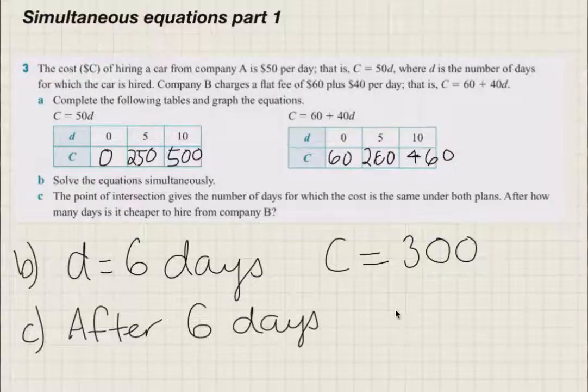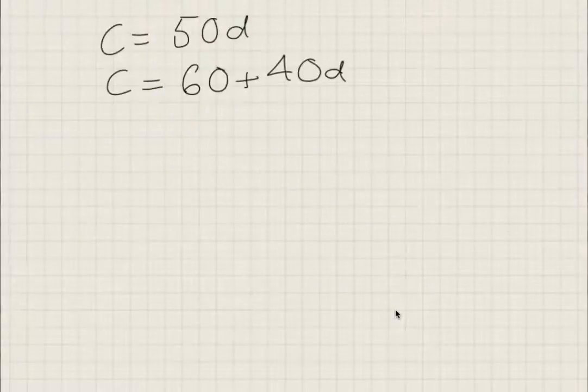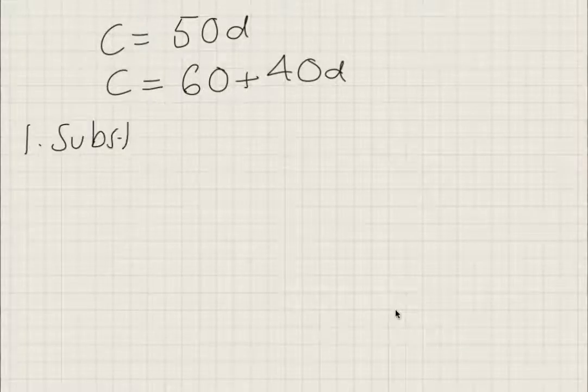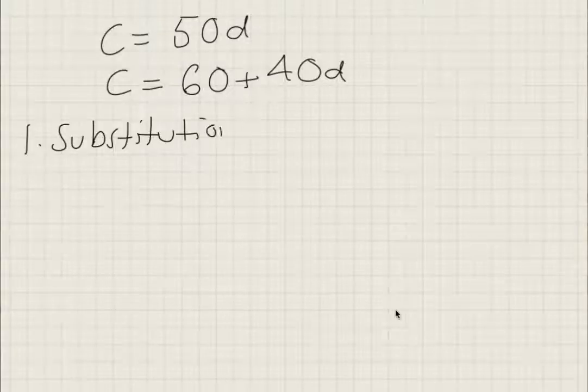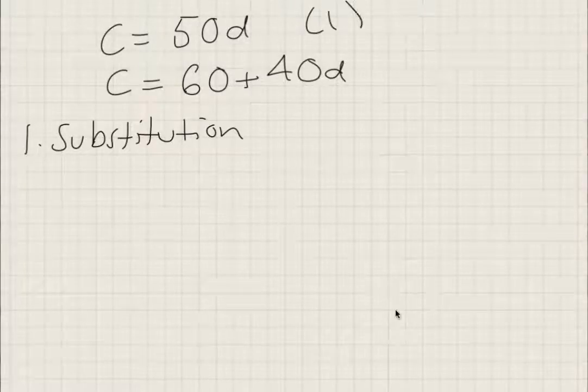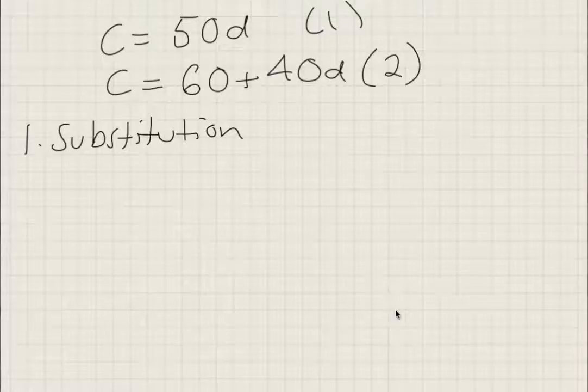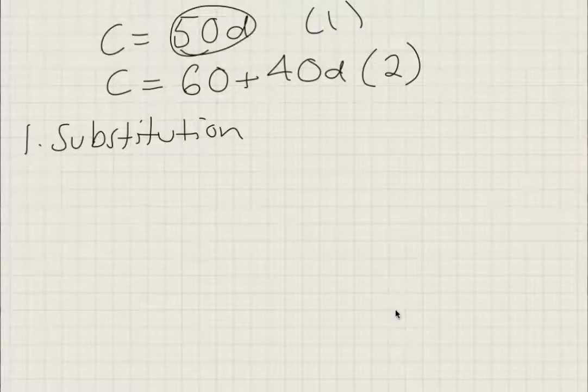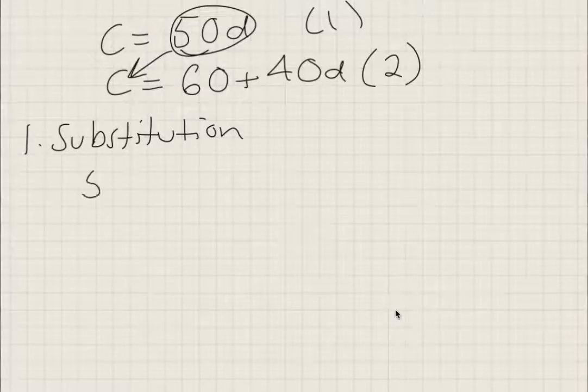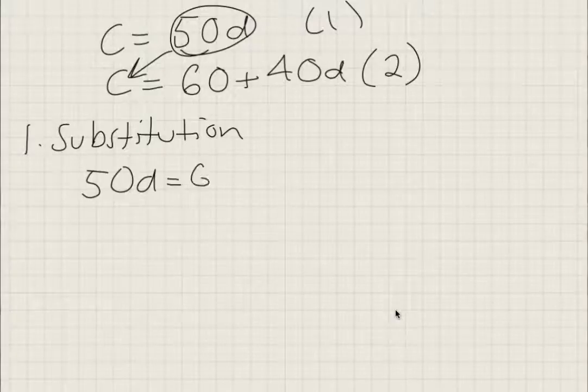Okay. Now, the other two ways that you could have solved this is to use either the substitution or the elimination method. So looking at step 1, the substitution method. We label our equations 1 and 2, and wherever C appears in the second equation, we're going to substitute 50D into there. So 50D equals 60 plus 40D.